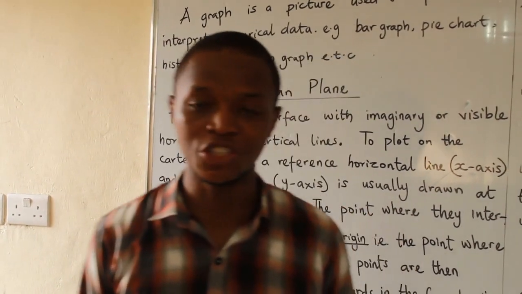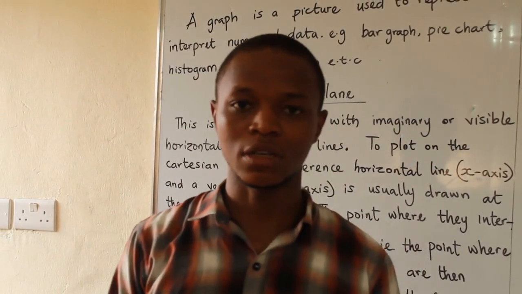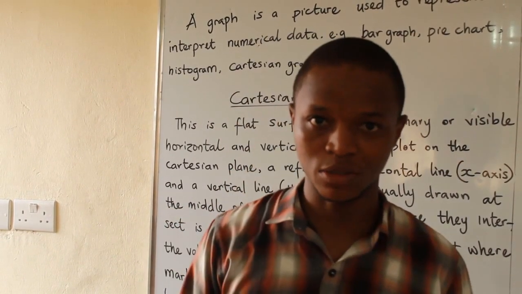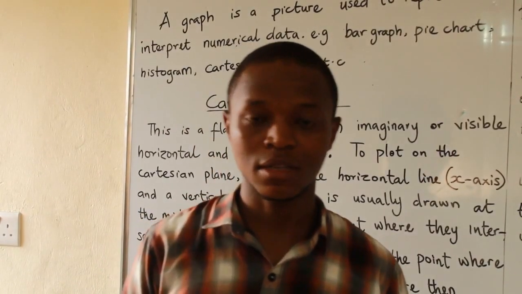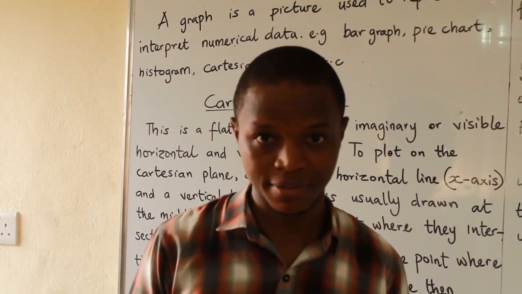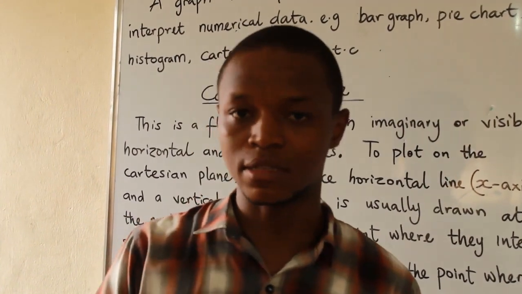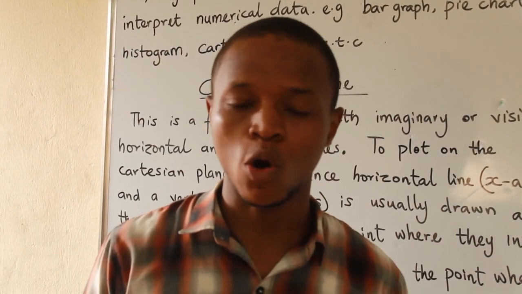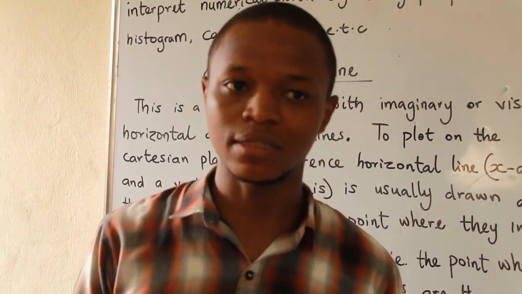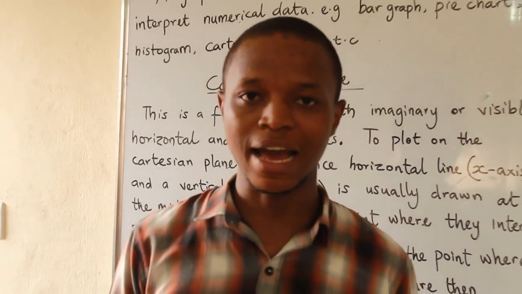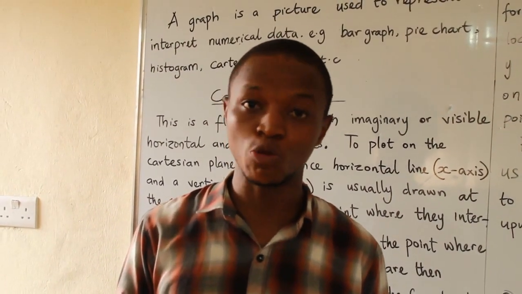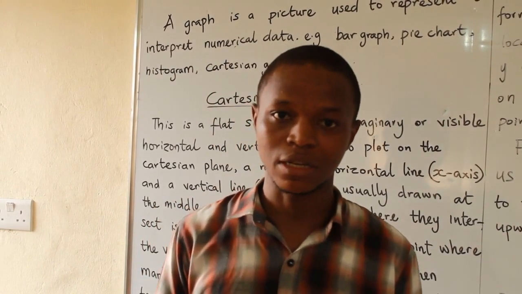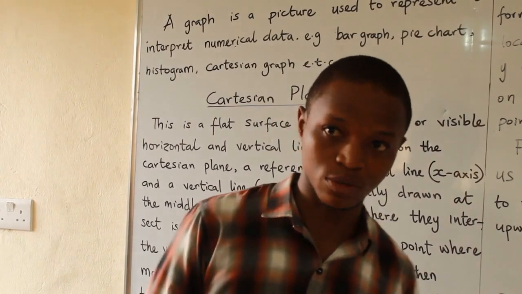Today I'm going to be taking the JS2 class on a topic, graph, and we're going to go right into it. At the end of this class, we should be able to define graphs. Graphs in this case is the Cartesian graph. And then we should be able to identify points on the Cartesian plane, that is xy points on the Cartesian plane. And lastly, we should be able to plot these points on the Cartesian plane. Let's go right into it.